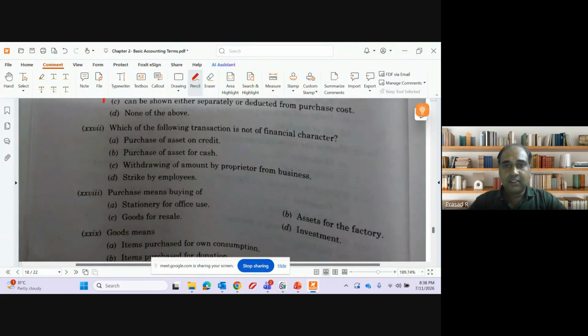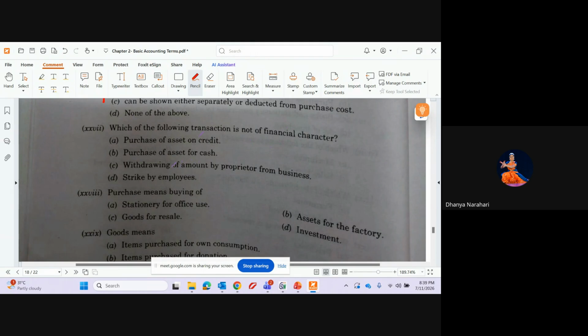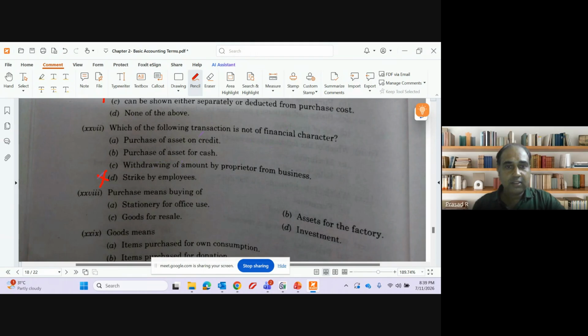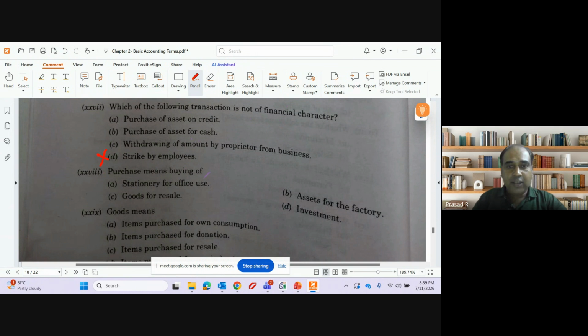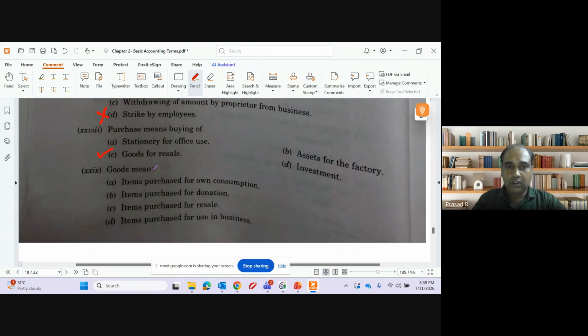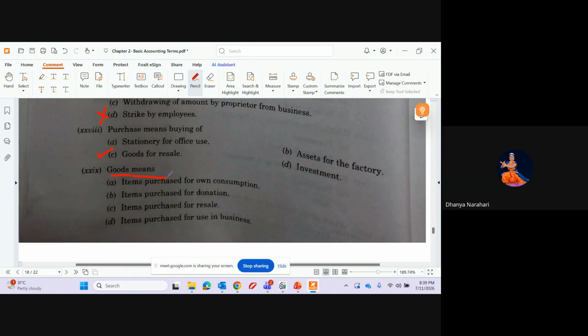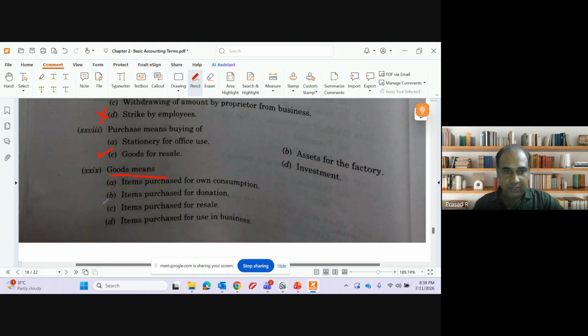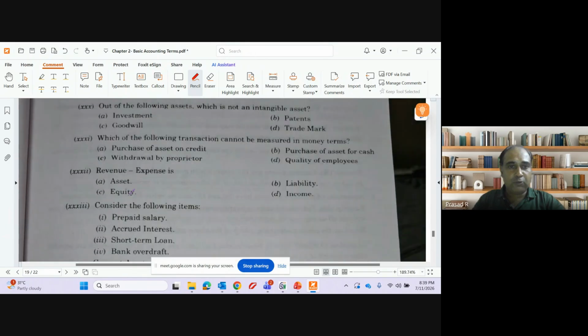Which of the following is not of financial character? Strike by employees. Purchase means buying of goods for resale. Goods means items purchased for resale. Okay, we are just winding up, four more, guys.